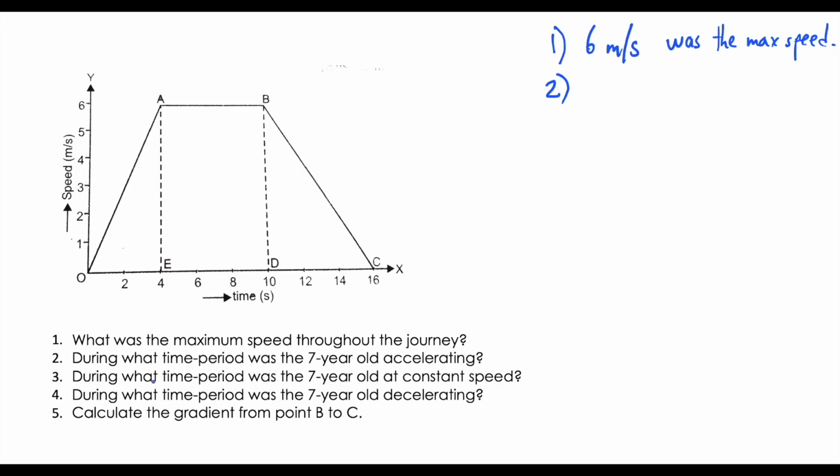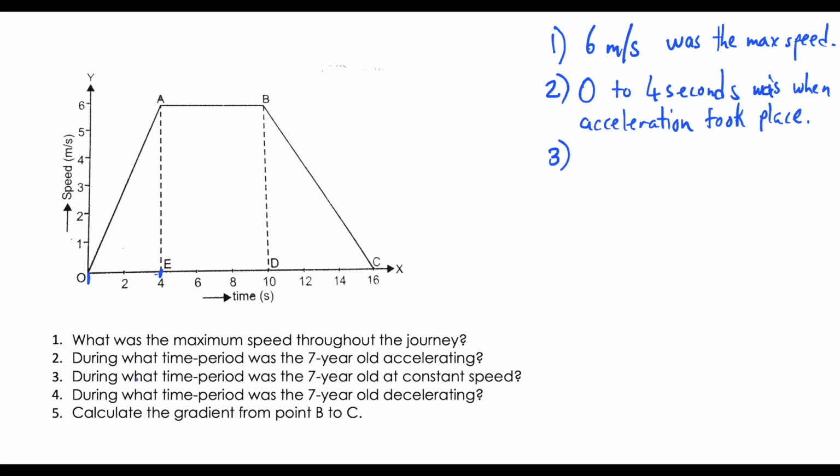So number 2 says, during what time period was the 7-year-old accelerating? So acceleration from a speed time graph means that we would see the graph going up. So when it's going up, we know that's when it was accelerating. So what time period was that? So that would be between here to here, so from 0 to 4 seconds. So 0 to 4 seconds, we would have seen that acceleration was taking place.